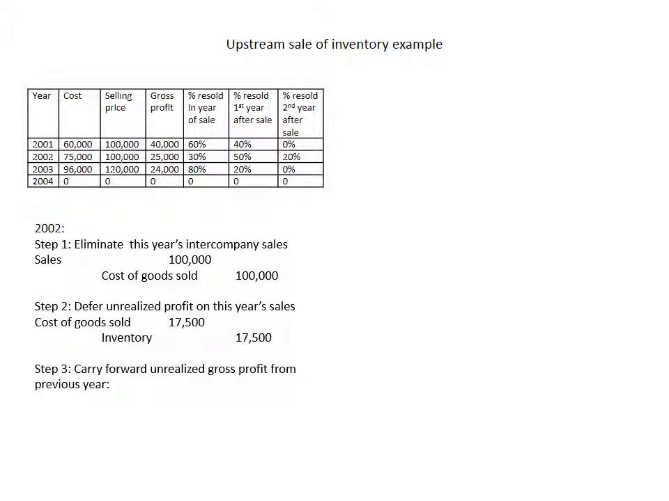Step 3, where we carry forward the unrealized gross profit from the previous year. Last year we deferred $16,000 of gross profit. We deferred 40% of that $40,000 gross profit.